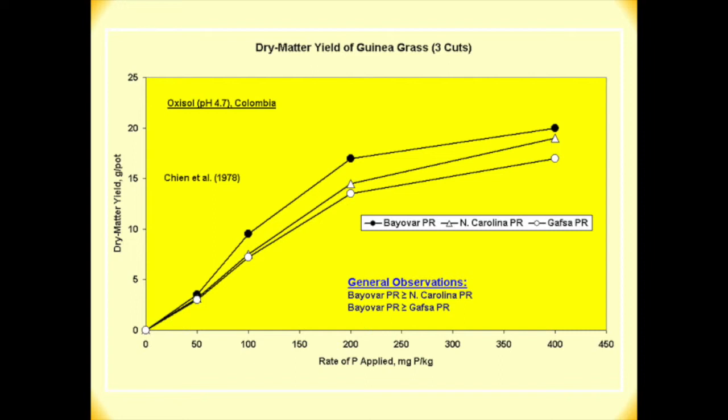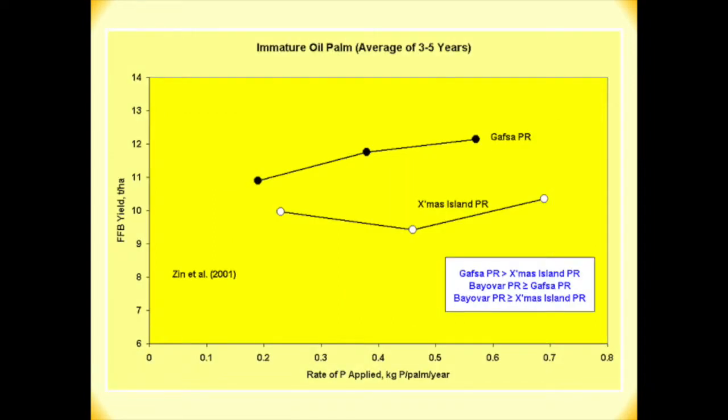Like this. So let's compare GAFSA versus Christmas Island for immature oil palm. It was done by Chien in 2001. Based on this result, GAFSA is greater than Christmas Island. Bayovar rock is greater than or equal to GAFSA. Therefore, Bayovar must be greater than or equal to Christmas Island rock for immature oil palm.